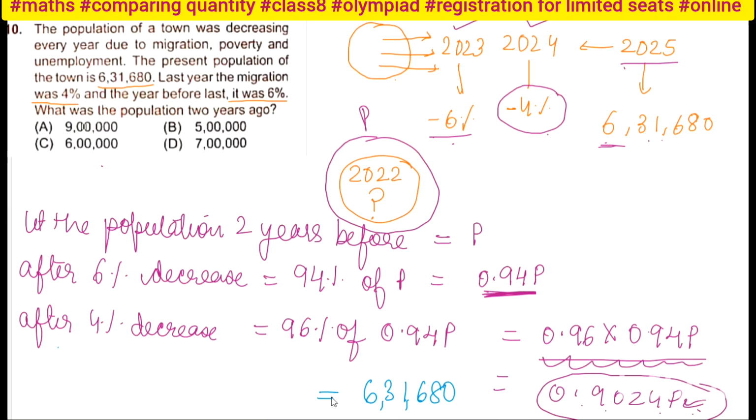Okay, so by this I can calculate P is equal to what? Dividing this value, 631,680 divided by 0.9024, my value comes to 7 lakh. So it is option D only.